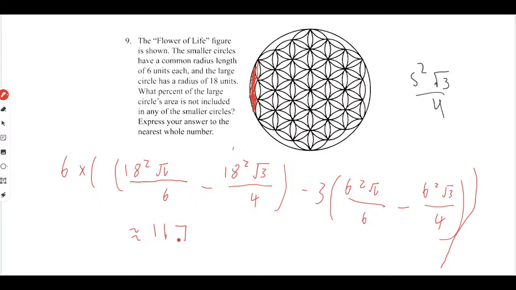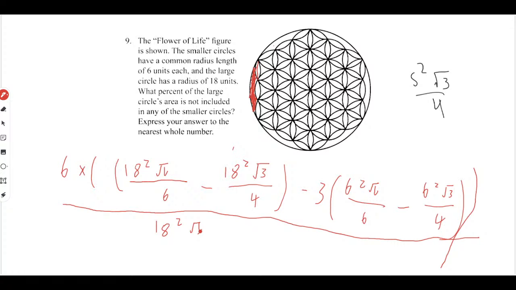Okay, so you got 11.7. Oh, my bad, it's a percentage. So this is the area of these parts. So now we have to put that over the area of the entire circle, which is 18 squared pi. That's my bad. So now we do this.